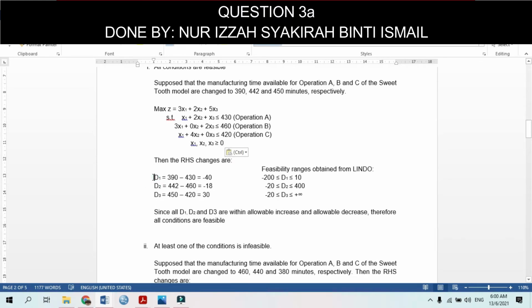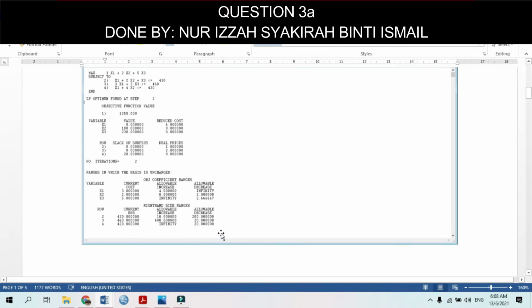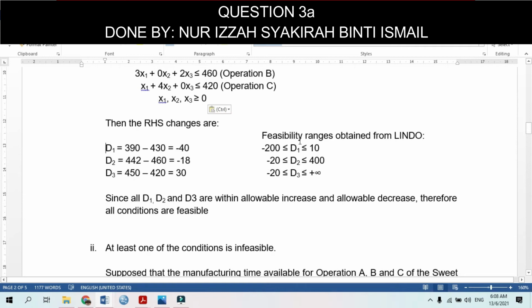Therefore, the changes or the differences of the right-hand side can be calculated by the new value of the right-hand side minus the original value of the right-hand side. So, we get D1 equal to negative 40, D2 equal to negative 18, and D3 equal to 30. And then, obtained from the right-hand side ranges in Lindo solver, we can determine the feasibility ranges.